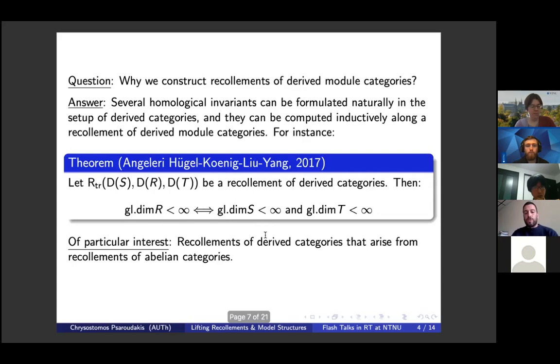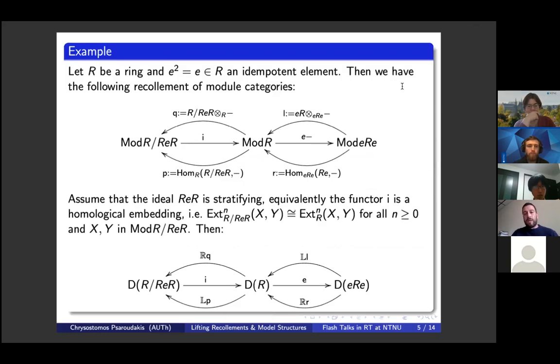One particular source of such examples of recollements of derived categories of rings are recollements of derived module categories that you can lift to the derived categories. This is the following example. You have a ring with an idempotent element, and then you always have this diagram here. This is a recollement of module categories. The definition remains the same.